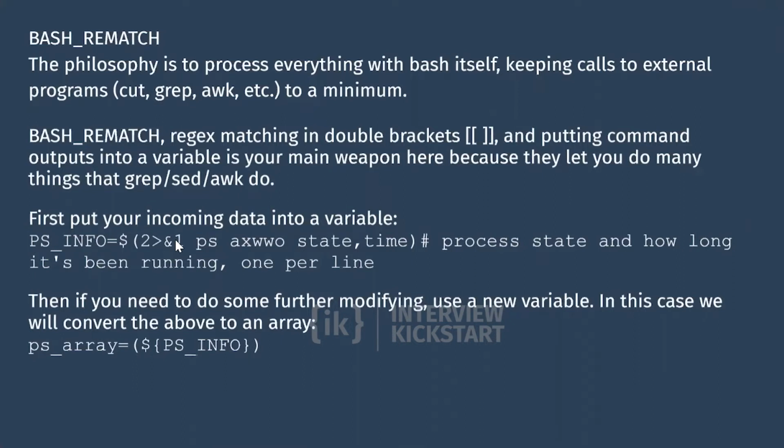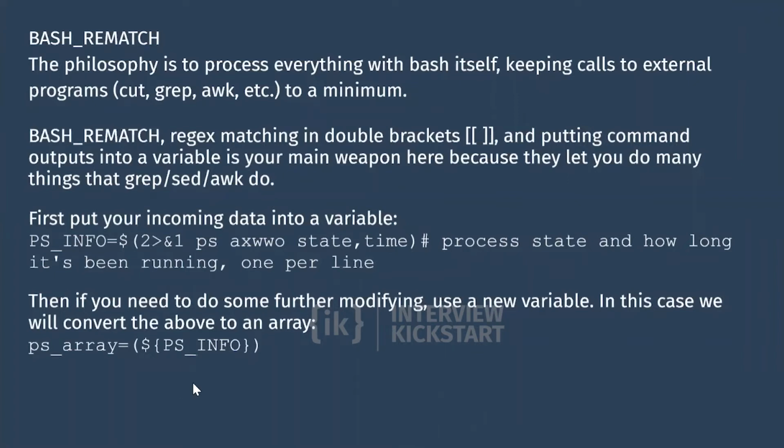So we'll go through a little example here. I'm running a ps command on my host. What I want from this ps command is the process state and how long it's been running, one per line. You do that with this ps command. I always like to capture both standard error and standard output into my variable, ps_info, here.